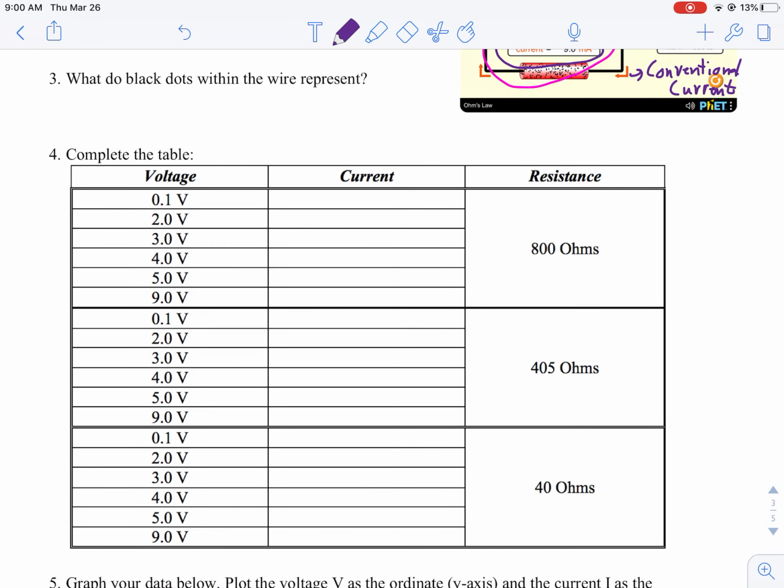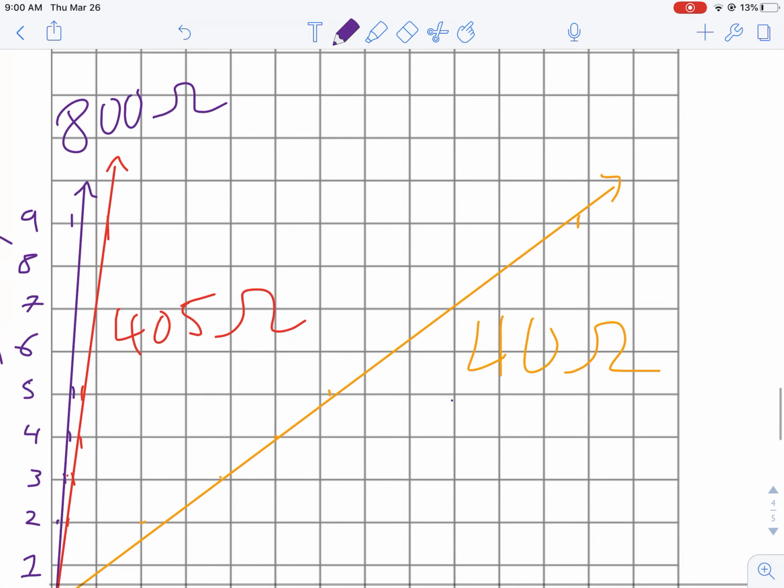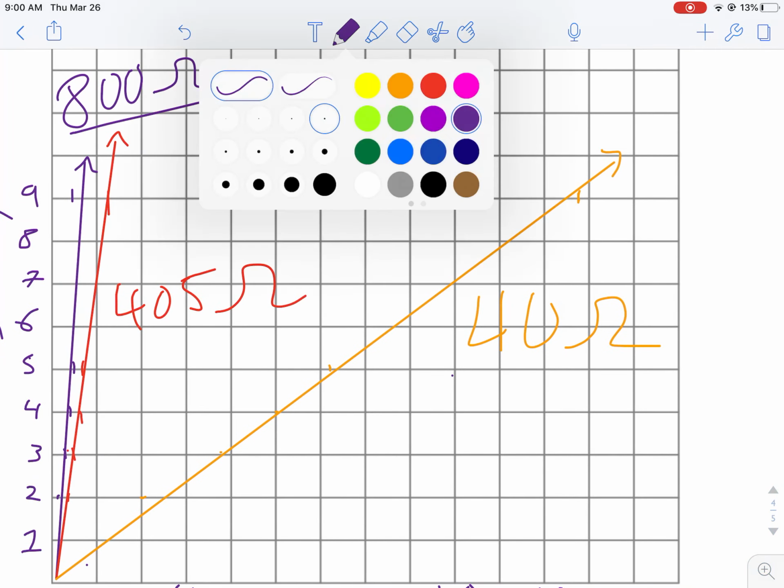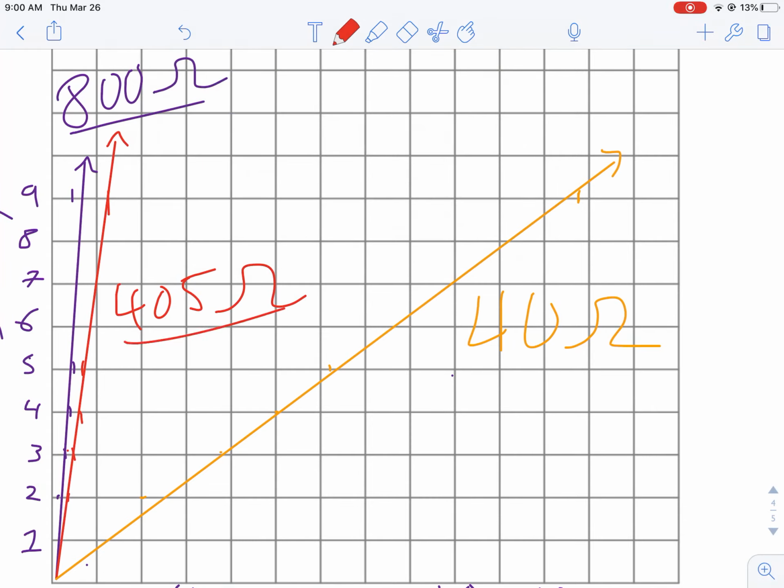Table, again, I didn't do for you. You just go through and plug these numbers in. It's a little bit hard to get these exact voltages. As long as you're pretty close, it's fine. And you would end up with a graph something along these lines, where my purple is the 800 ohm resistance, my red is the 405 ohm resistance, and the orange is my 40 ohm resistance. You can tell the big difference there is obviously their slope.